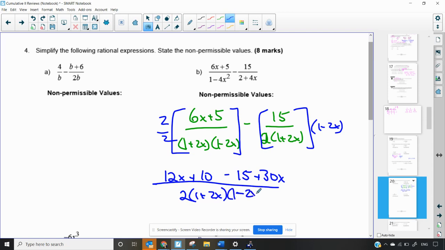Now, if this was a multiple choice question, it's possible that the bottom would have been simplified to 2 bracket 1 minus 4x squared, or it could have been fully multiplied out, but I tend to leave it in factored form unless I have to switch it. And from there, we would go about simplifying. 12x plus 30x will give us a number, and 10 minus 15. And then again, don't forget to do NPVs, non-permissible values.